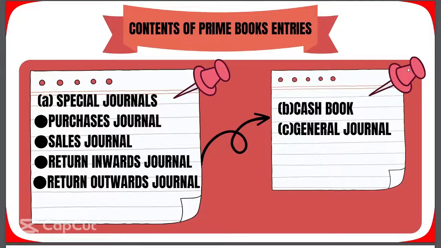Today I will explain what a journal is and how to record transactions in a journal for business accounting. For the beginning, I will tell you about different types of journals, which are the purchase journal, sales journal, return inward journal, and return outward journal.